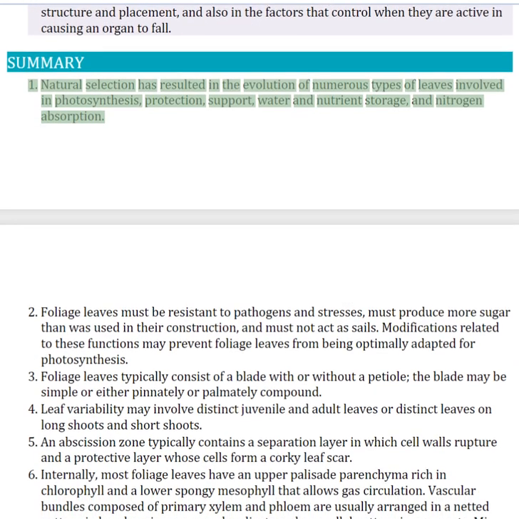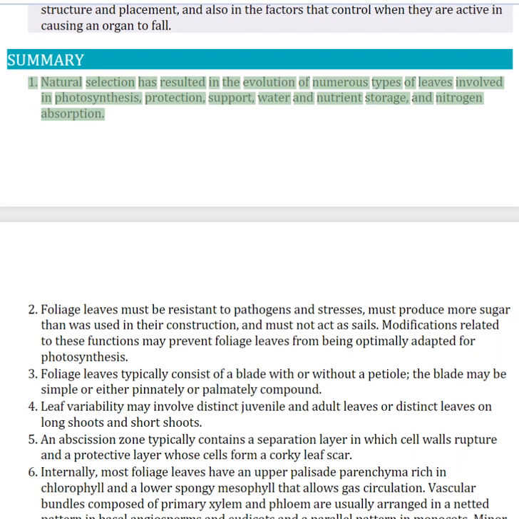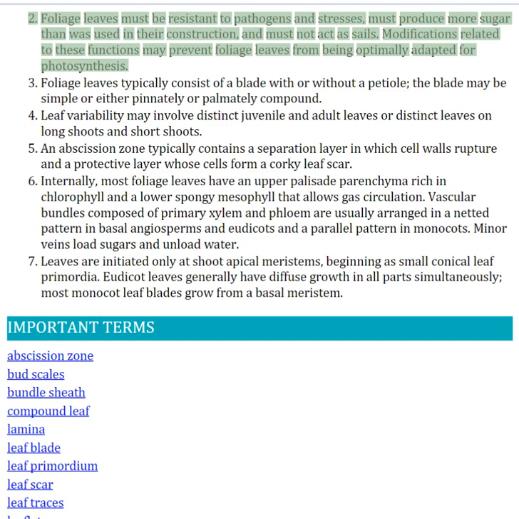Summary. 1. Natural selection has resulted in the evolution of numerous types of leaves involved in photosynthesis, protection, support, water and nutrient storage, and nitrogen absorption. 2. Foliage leaves must be resistant to pathogens and stresses, must produce more sugar than was used in their construction, and must not act as sails. Modifications related to these functions may prevent foliage leaves from being optimally adapted for photosynthesis.